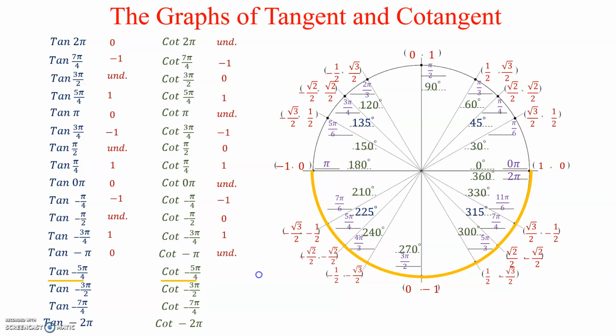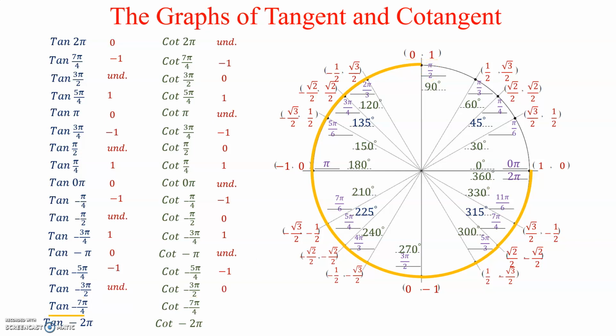Almost there. Negative 5 pi over 4 takes us to the same value as 3 pi over 4. We'll be using these two coordinates, y divided by x, negative 1, x divided by y, also negative 1. Taking us to negative 3 pi over 2, which is the same as pi over 2. We'll be using these coordinates, y divided by x, undefined, and x divided by y, 0.